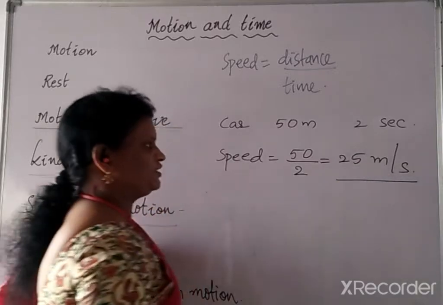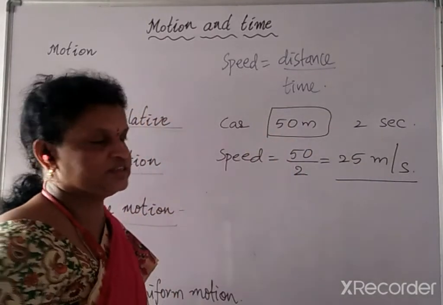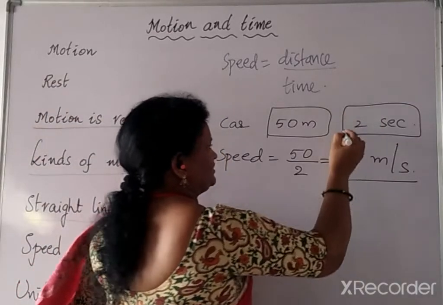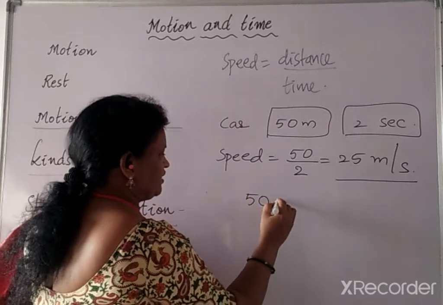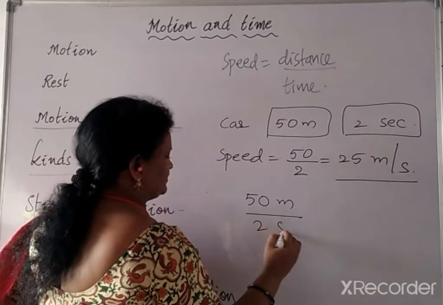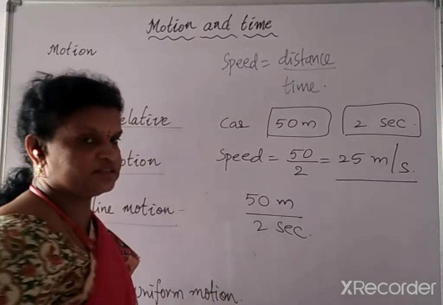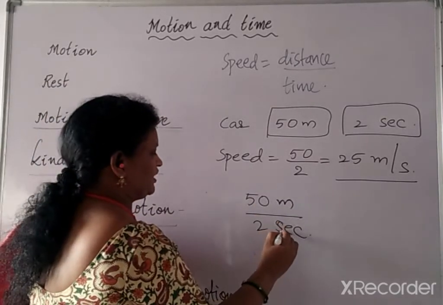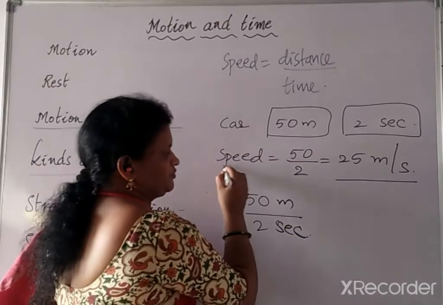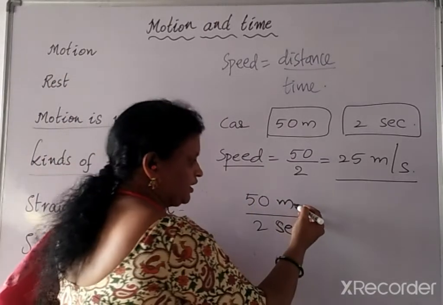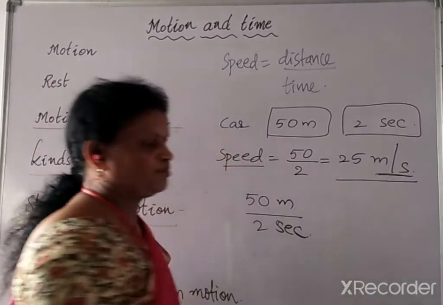Why have we written it like this? Because 50 meters is the distance and 2 seconds is the time. The unit of distance is meters and the unit of time is seconds. So that is why the unit for speed is meter by second. That is why we have written meters by second here.